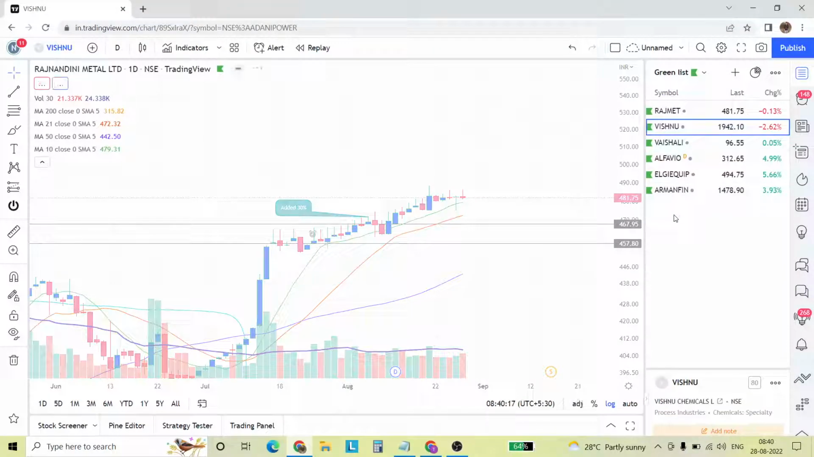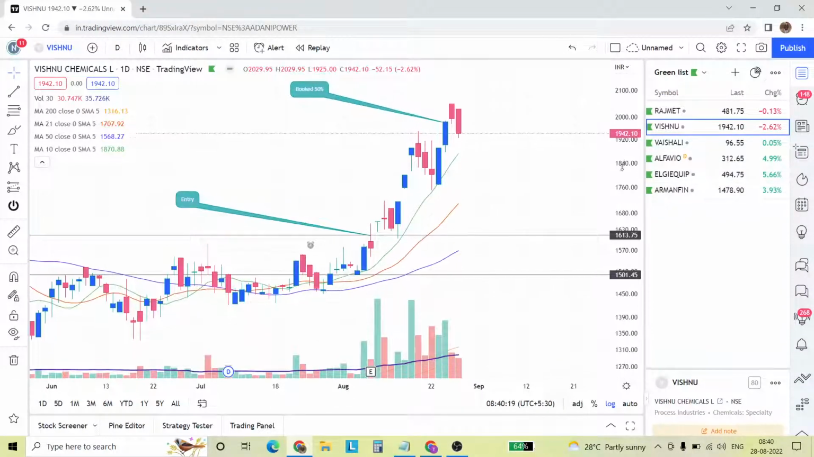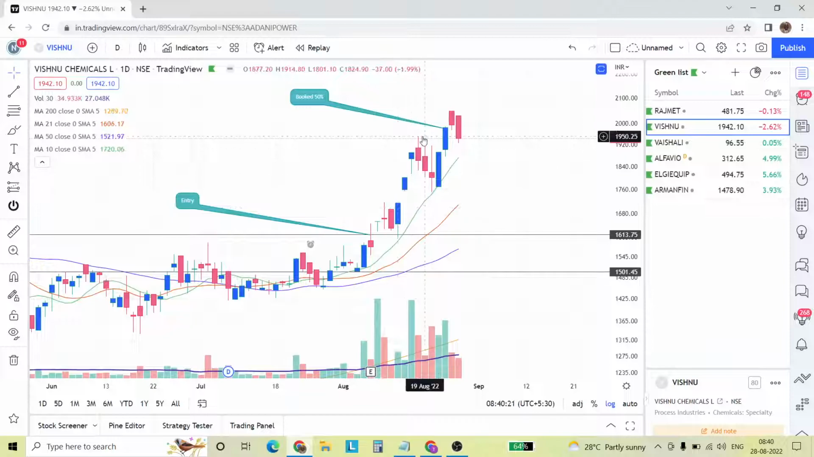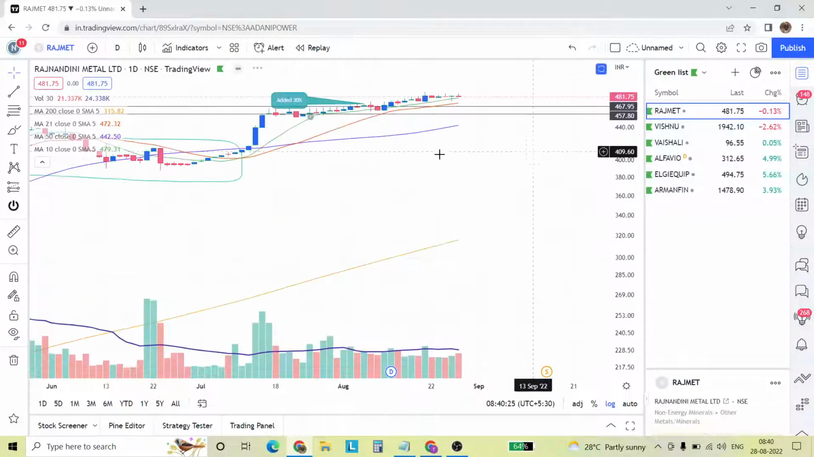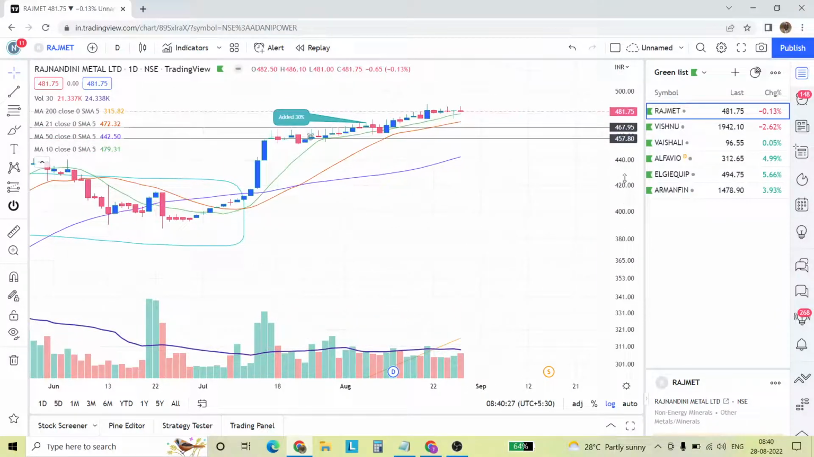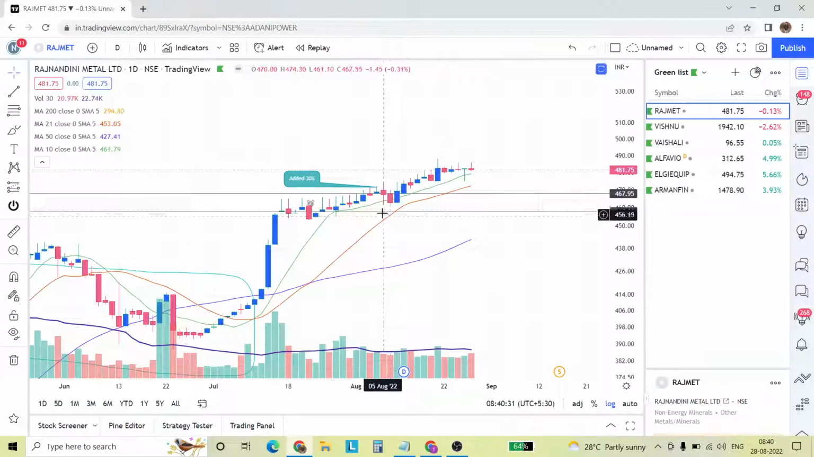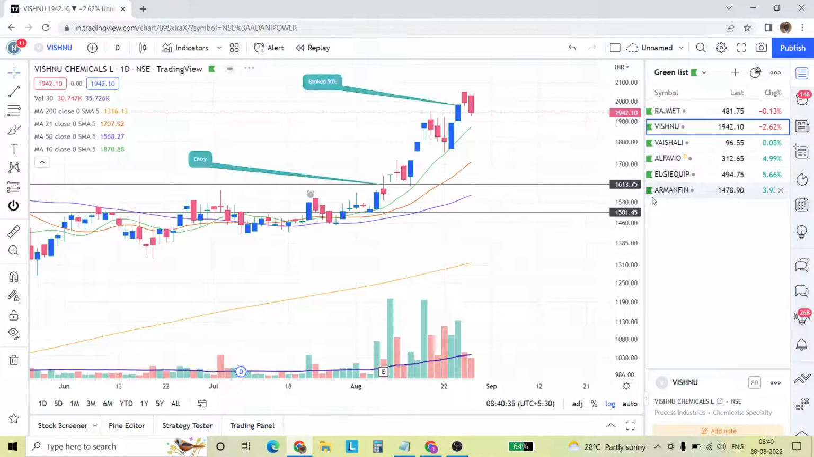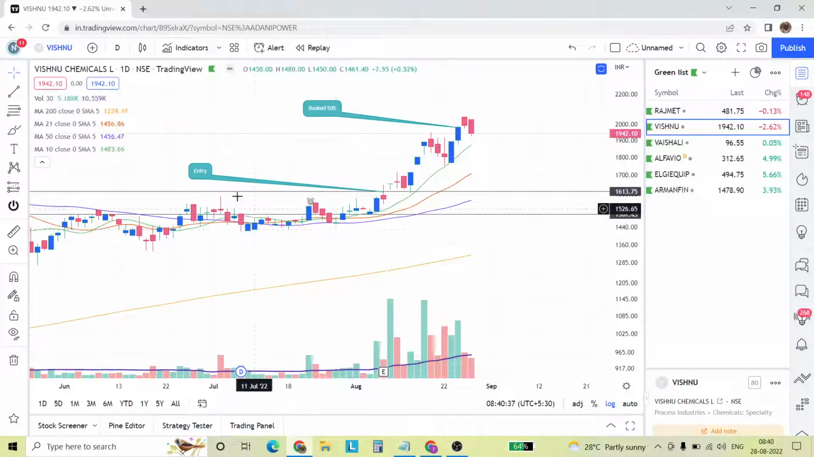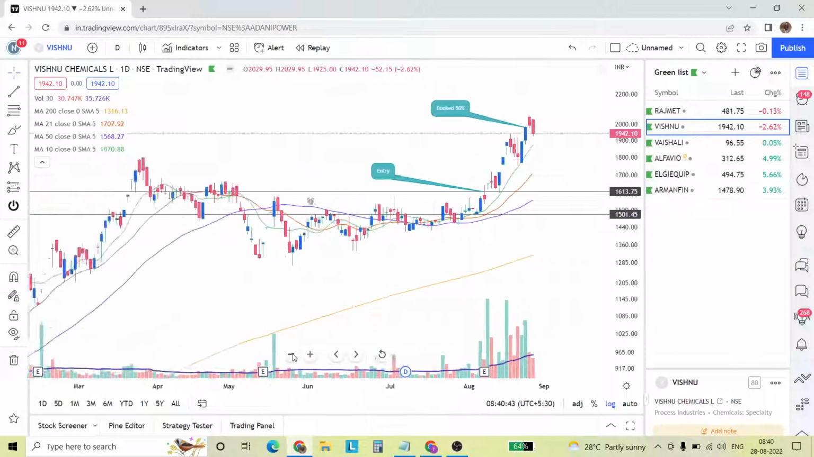Let's go to Vishnu Chemicals. Yeah, so this is the kind of move that I'm expecting when a stock breaks out. Rajnandini metal, you see it did break out, it stays above the breakout zone, which is good, but it's just not showing that momentum. I want that momentum, guys. I just want to rotate money from laggards to leaders. This is leading like anything. If you see here, this is brilliant.